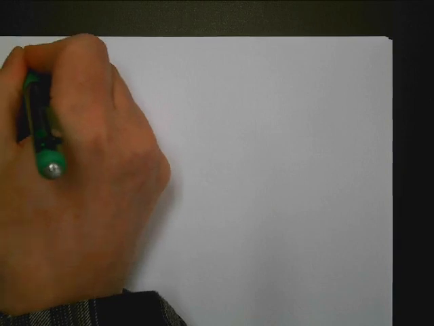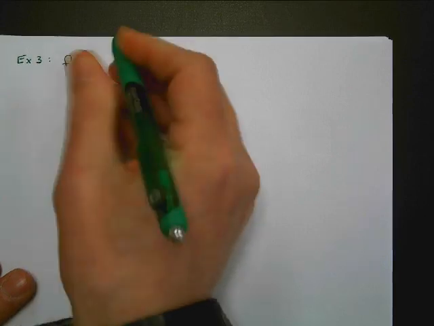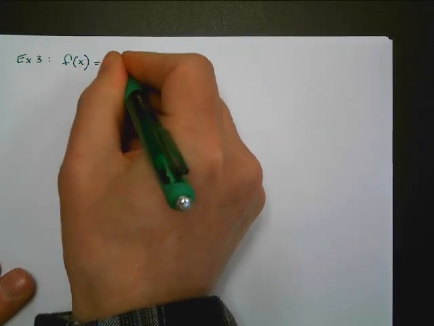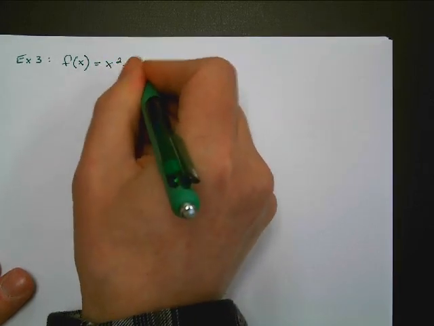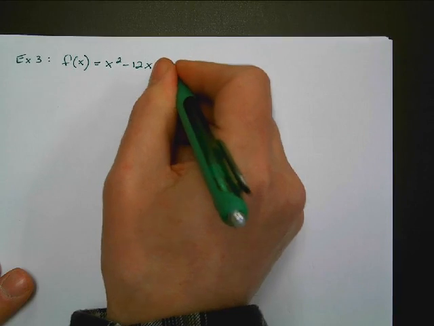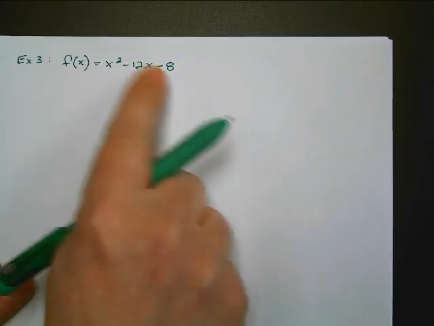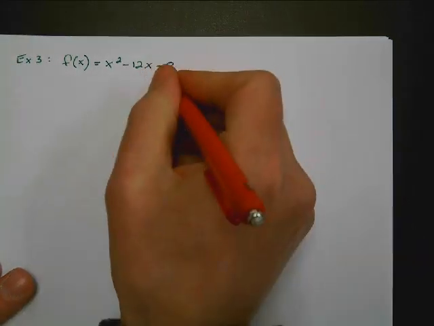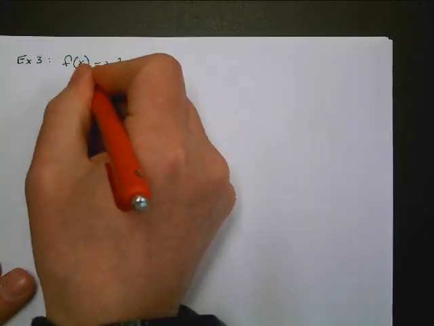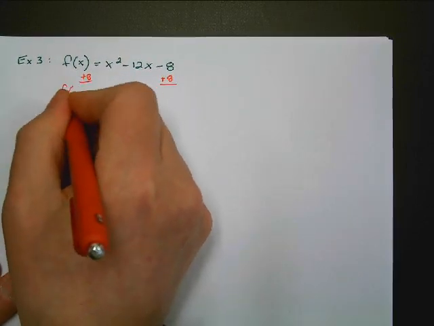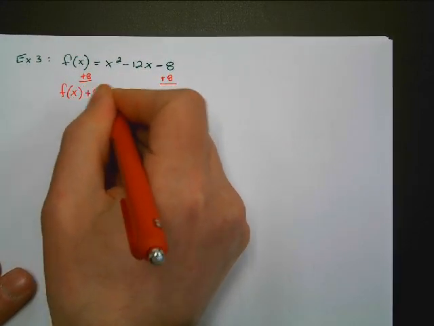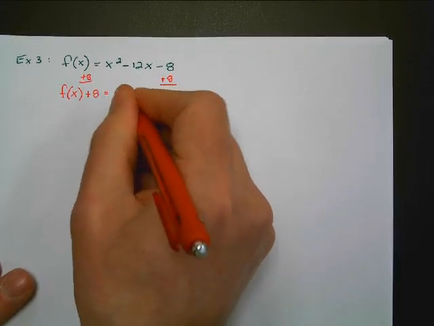All right, we're going to go a little bit faster here. So slow it down if I'm going too fast. Example 3. We've got f of x equals x squared minus 12x minus 8. First step we said was to move the c value to the other side, so I'm going to add 8 to both sides of the equation. So I add 8 here, and I add 8 here. That yields f of x plus 8 equals x squared minus 12x.